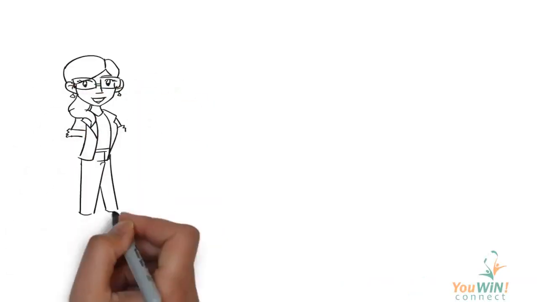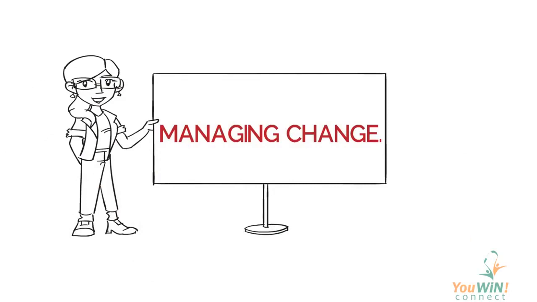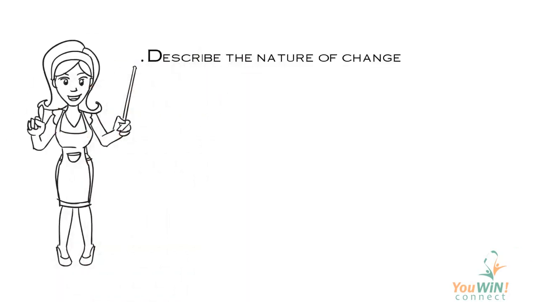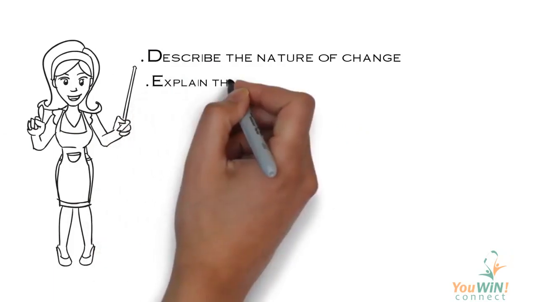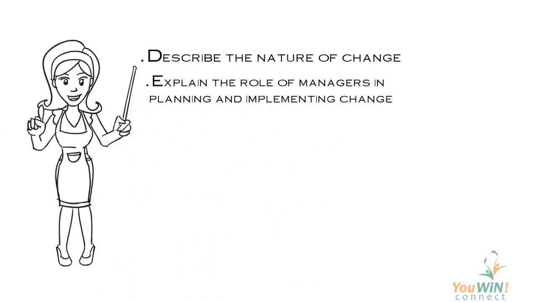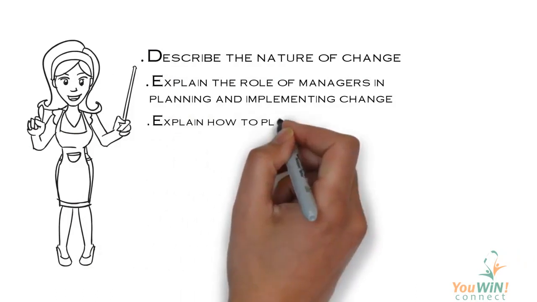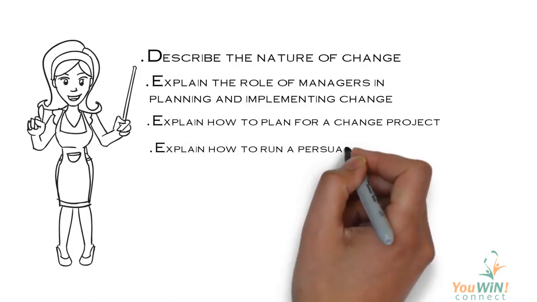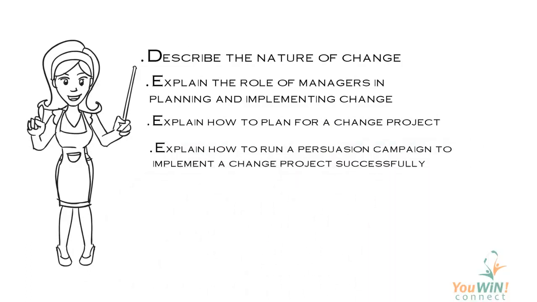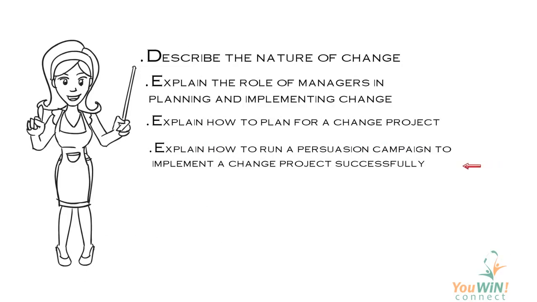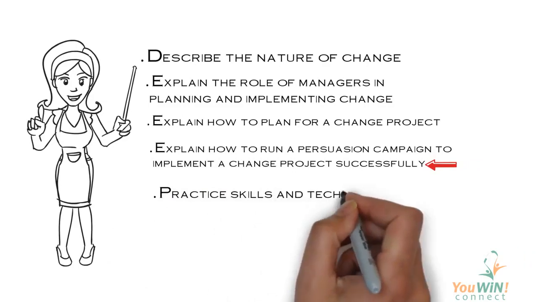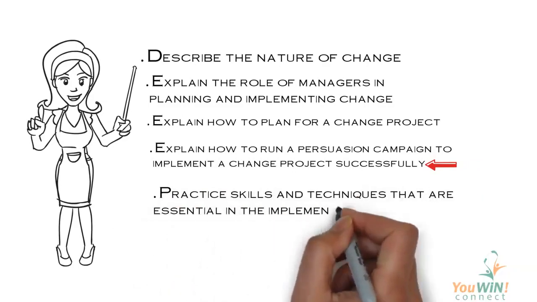Our next module in this personal productivity course is managing change. By the end of this course, we expect that you'll be able to describe the nature of change, explain the role of managers in planning and implementing change, explain how to plan for a change project, and explain how to run a persuasion campaign to implement a change project successfully. Practice skills and techniques that are essential in the implementation of the process.